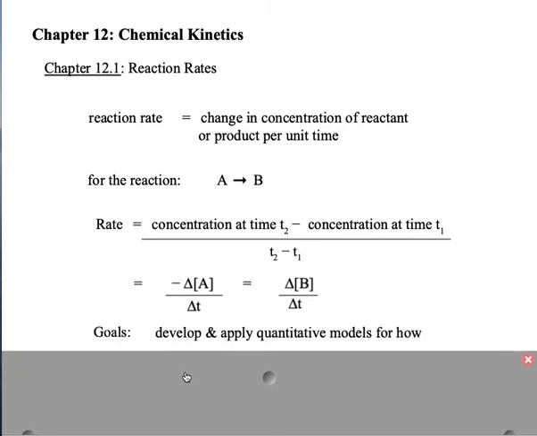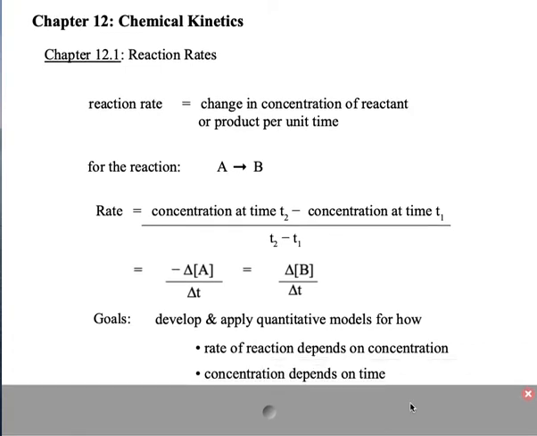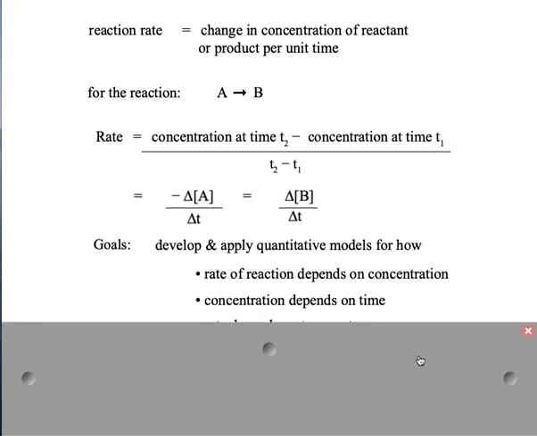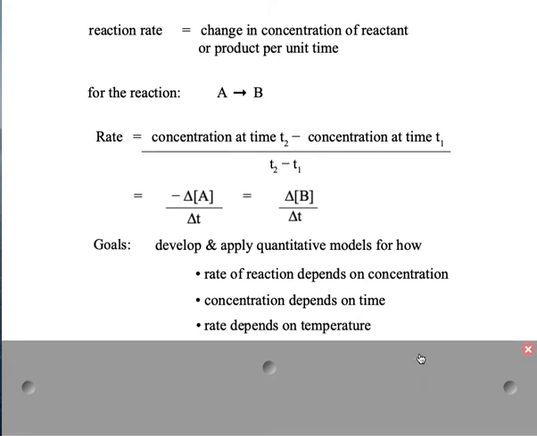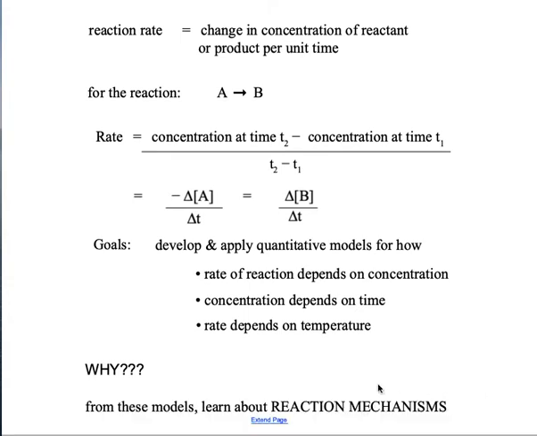So our goals are to develop and apply quantitative models, that is equations, for how the rate of reaction depends upon the concentration, how the concentration depends upon time, and how the rate of reaction depends upon temperature. So the big question is why? Well, you'll see later in the unit the reason is, if we understand how the rate of reaction depends upon concentration, we can very often obtain information about reaction mechanisms, the precise pathway on going from reactants to products.